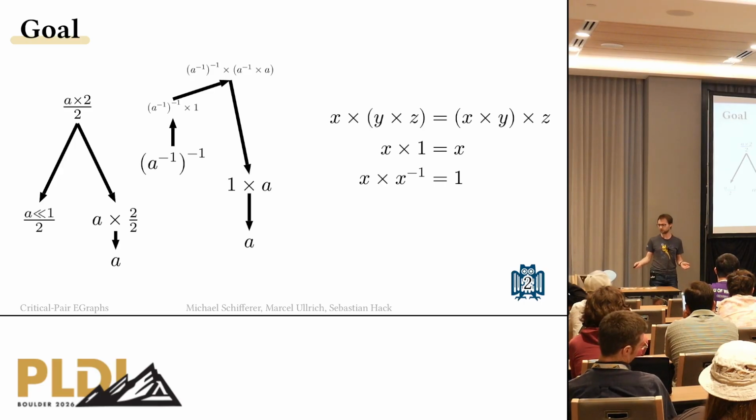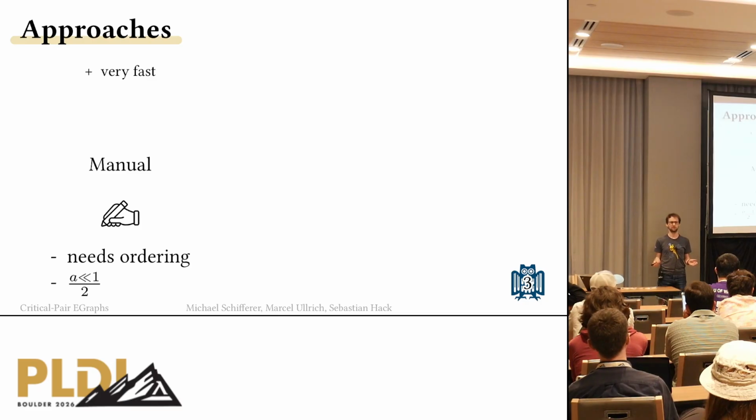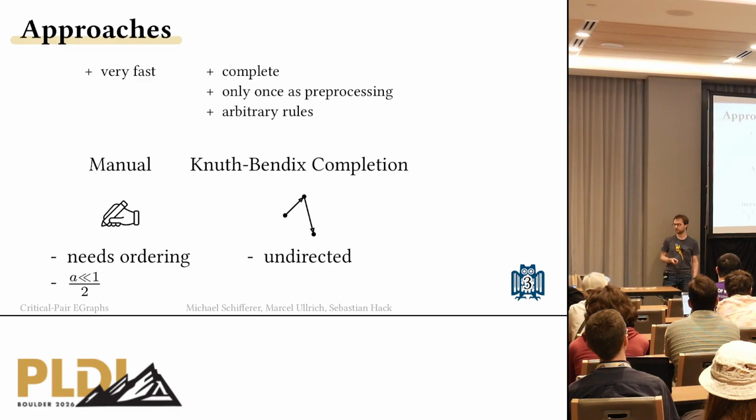The first one is the manual approach. Just get a few heuristics together for how you can rewrite, and apply them. It's very fast. You can do this in milliseconds or even microseconds, but it needs an ordering. It needs good heuristics, and if you aren't careful, then you get stuck, like we have seen with this left shift example.